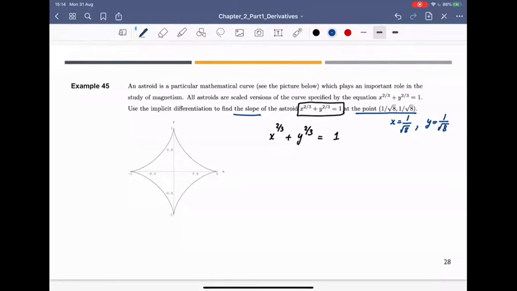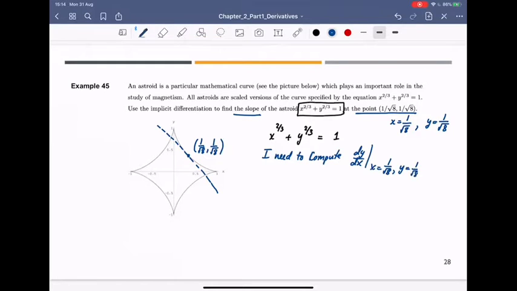All right, what is going to be my answer here? At the point x equal to 1 over square root 8, y equal to 1 over square root 8, I want to find the slope, which means I want y prime. I need to compute dy by dx at x equal to 1 over square root 8 and y equal to 1 over square root 8. All right, let's do that.